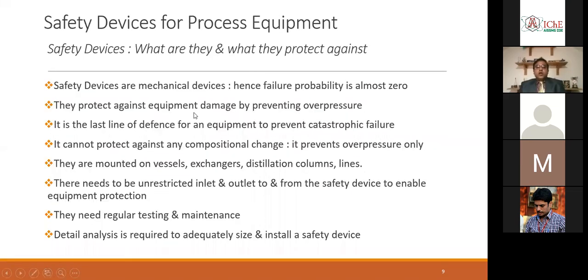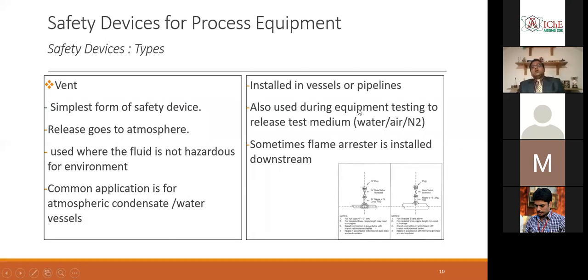Sorry, the vents are also used to release the test medium. So before an equipment is put into service, say for example, you have installed a vessel. The vessel design pressure is 10 bar. Before starting the operation, we will generally test the vessel with water or air or nitrogen. You will increase the pressure inside the vessel up to 12 bar and then keep it locked, check for any leakages or anything else, and then you release. So the vent is used to release the test medium also.